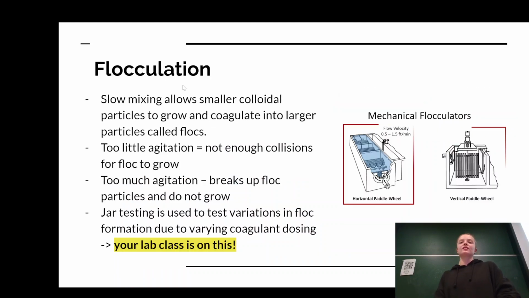Then we go into something called flocculation. So we have slow mixing of that solution that you saw on the previous slide. It allows these smaller colloidal particles to grow and then coagulate into larger particles called flocks. If there's too much agitation, so if we stir too fast, there will not be enough collisions for the flocks to grow. But if there's too little stirring, there'll not be enough for it to grow. If there's too much, then the flocks break up and then you can't collect them very easily.